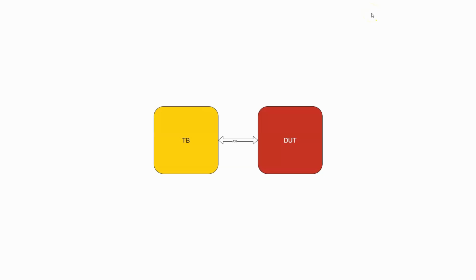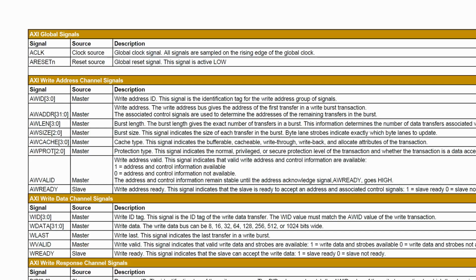Now let's straight away go into the problem. Before starting off with the example, this is what we are going to model. We have a DUT and a testbench, and we are going to write SystemVerilog code for this testbench. The DUT has a simple AXI interface, and to make it very simple, we are just assuming that it has only one AXI interface, which is the write address interface.